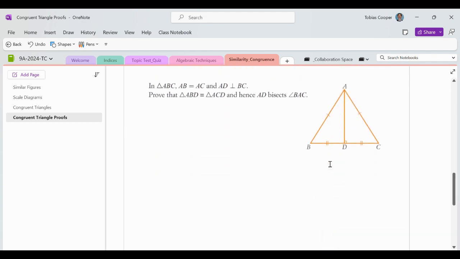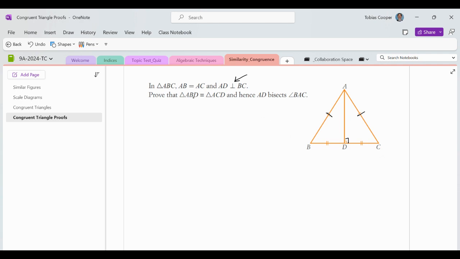Now you can copy this down if you want to have a go at the question and pause the video before you do it. But let's have a look. We've got triangle ABC. AB is equal to AC, so you can see that there. AB is equal to AC. AD is perpendicular, so this is the symbol for perpendicular, the upside down T. You can see that right angle there, that's what it's saying. AD perpendicular to the base BC.